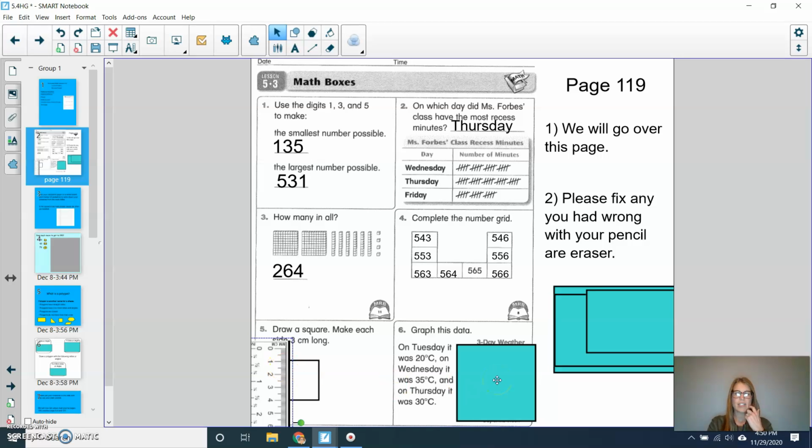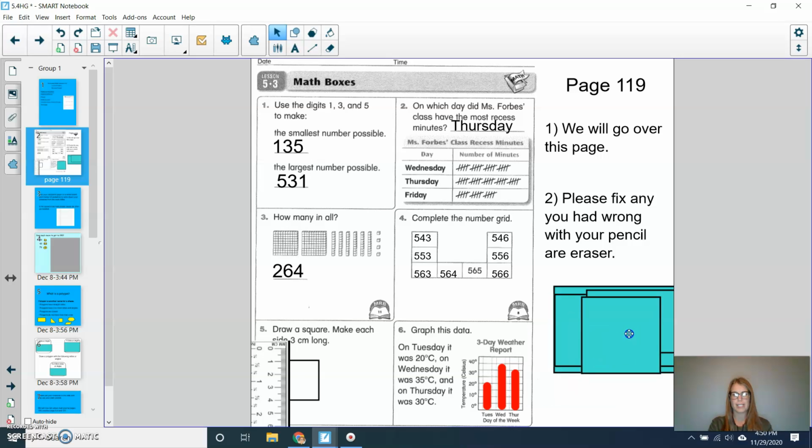For question 6, graph this data. On Tuesday, it was 20 degrees Celsius. You can see on Tuesday, I brought my bar up to 20. On Wednesday, it was 35 degrees Celsius. And on Thursday, it was 30 degrees Celsius. So yours should match something like mine. All right, if you can double check to make sure you have your page correct, and again, fix any mistakes with your pencil and eraser before moving on.